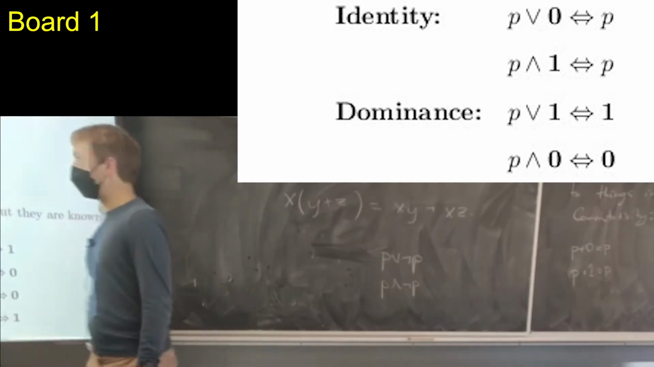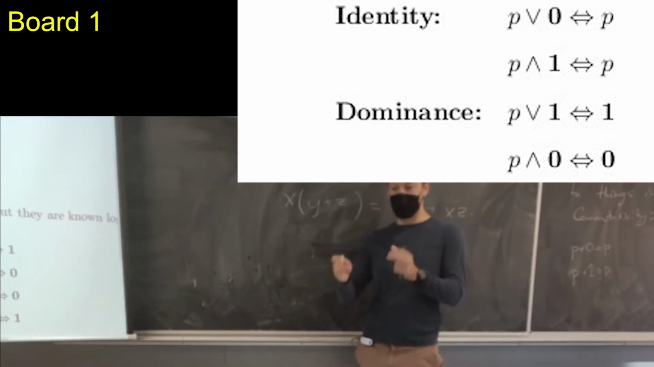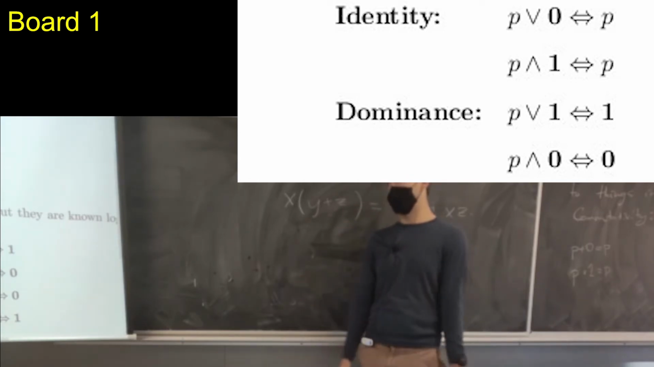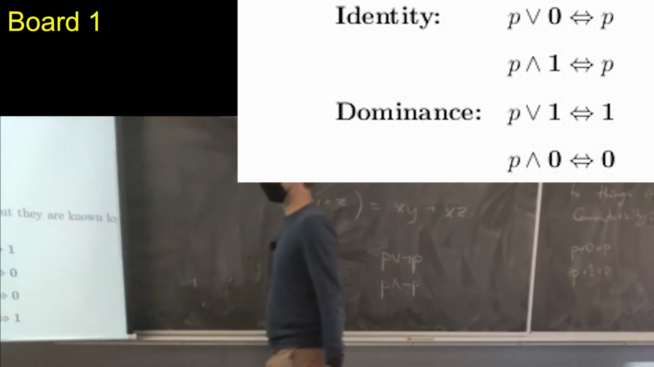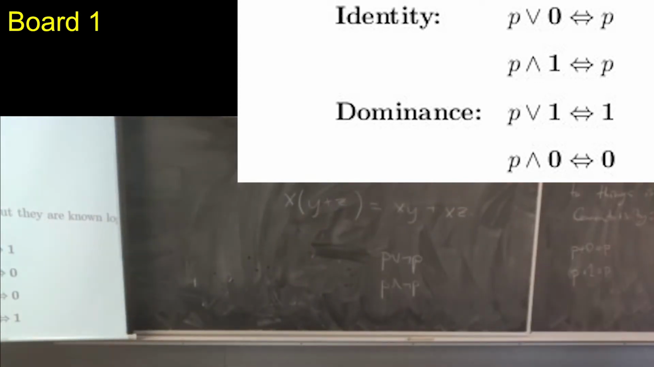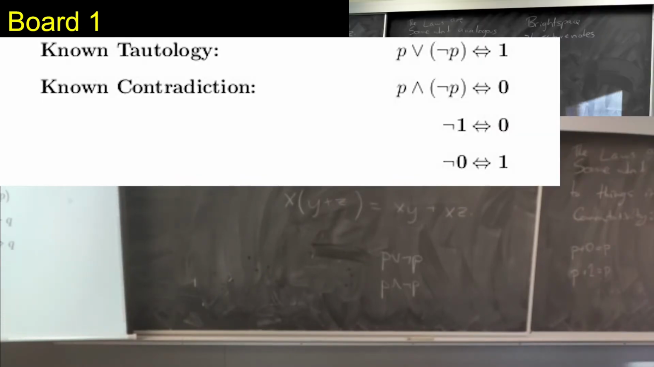So P or 1, if you think about that, P or a tautology is always true because the tautology is true, so it just becomes true no matter what. And P and 0 is false. Then we've got these basic tautologies and basic contradictions I wrote on the board. If you ever see one of these, you can always replace it by a 1 or a 0. The negation of a tautology is a contradiction, and vice versa.